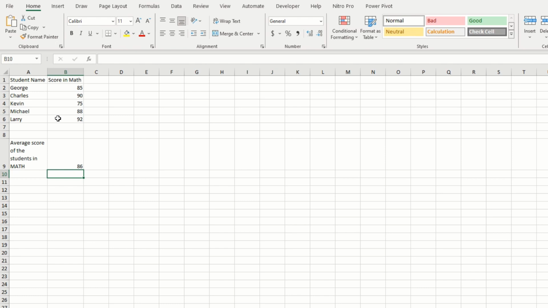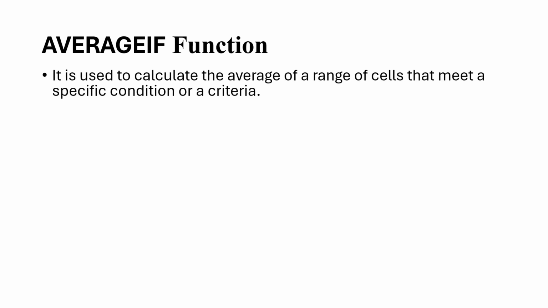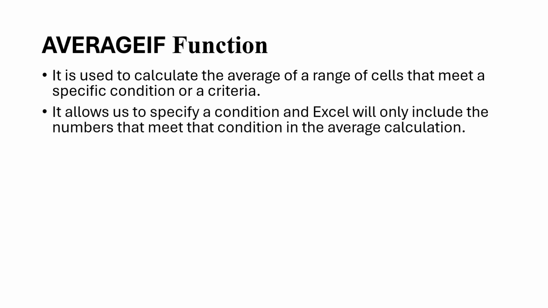Next up, we have the AVERAGEIF function. Just as the name says, average if, which means average only if it meets a particular condition. It is used to calculate the average of a range of cells that meet a specific condition or criteria. It allows us to specify a condition, and Excel will only include the numbers that meet that condition in the average calculation.